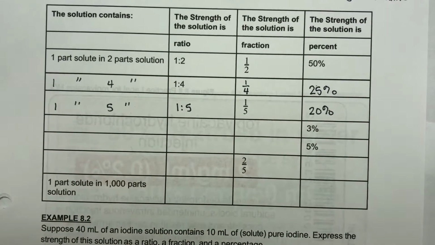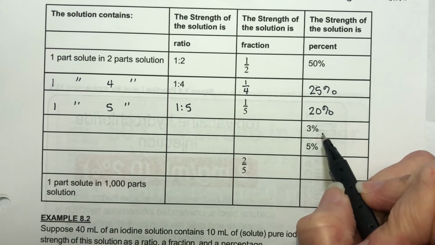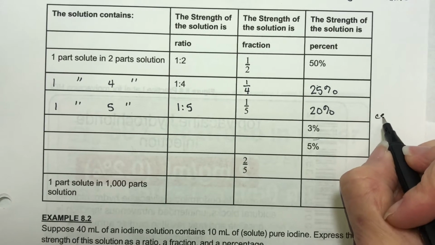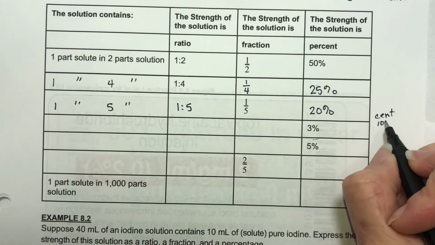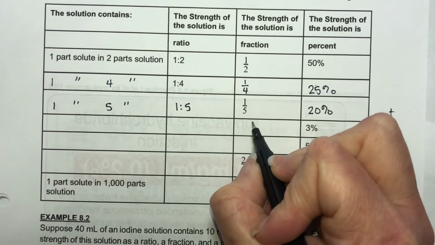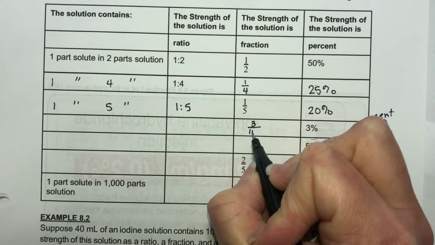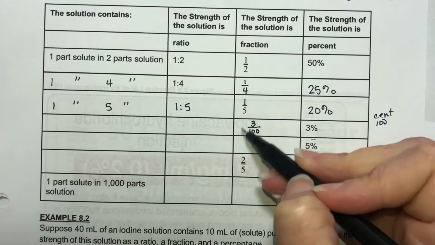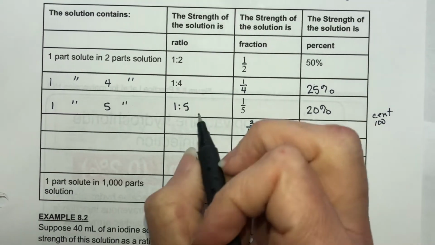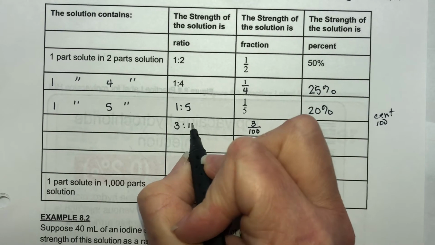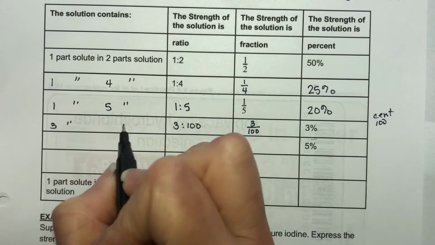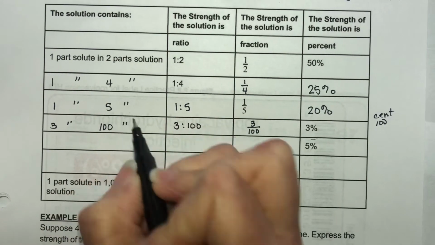So now how do you go the other way? This time I'm given the percentage. Well, percent, remember, cent is the prefix for 100. So this is 3 per 100, or its fraction is going to be 3 out of 100. If we could reduce this fraction, we would, but this does not reduce. So our ratio is 3 to 100. So this is 3 parts solute to 100 parts solution.